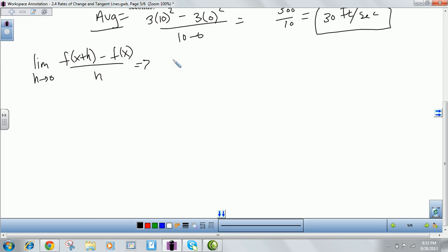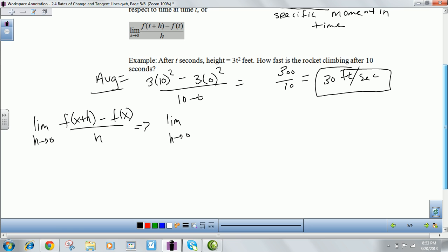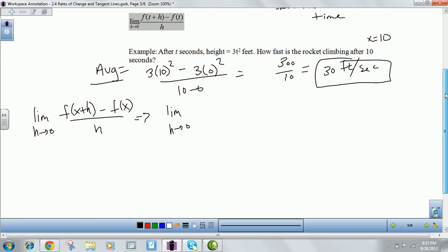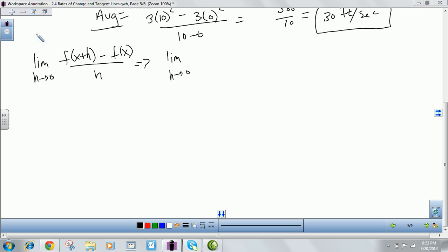Now let's walk through it together. I'm going to go kind of fast because I know you already did this on your own. It's just the limit as h approaches 0. Now you're going to plug in x plus h, and I'm going to keep it as x. It doesn't matter, but I know x is 10, so I'm going to put 10 in there. And our function is 3t squared. So I'm going to plug x plus h in there.